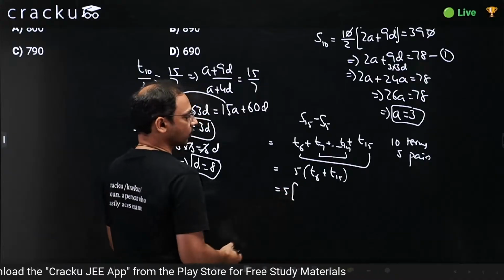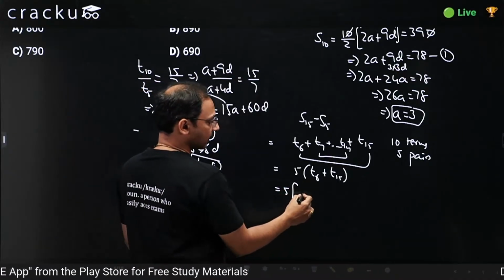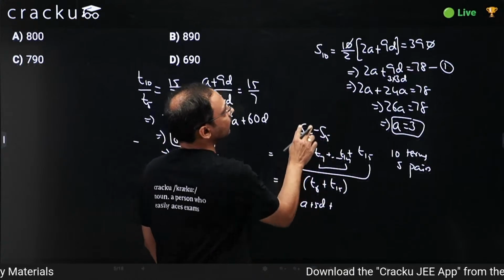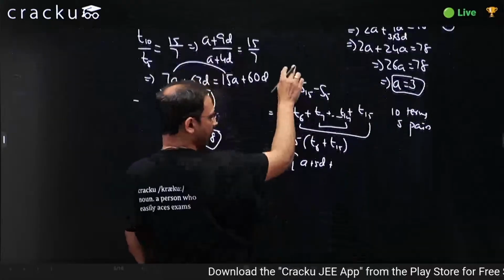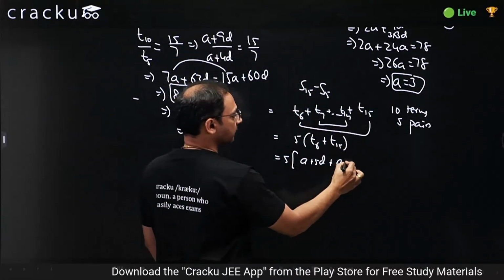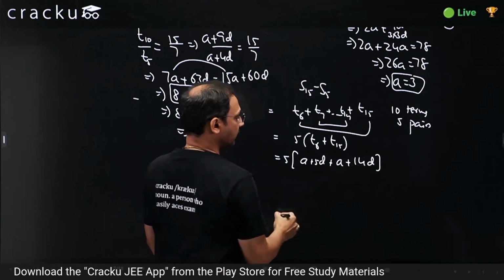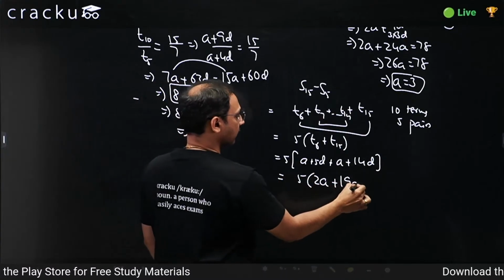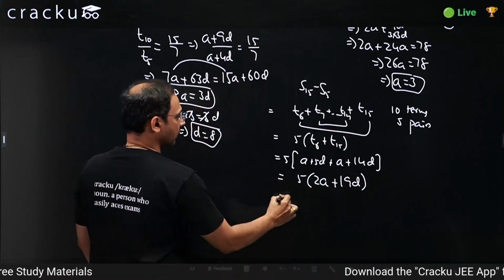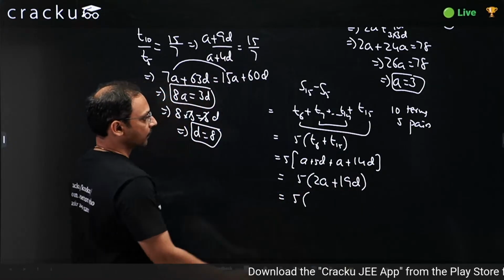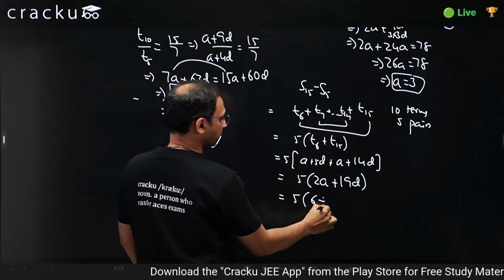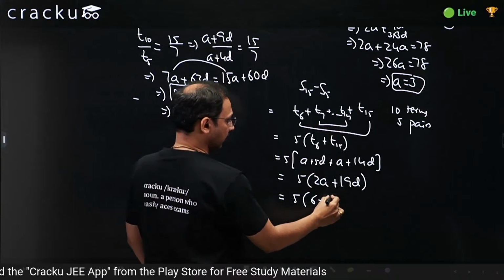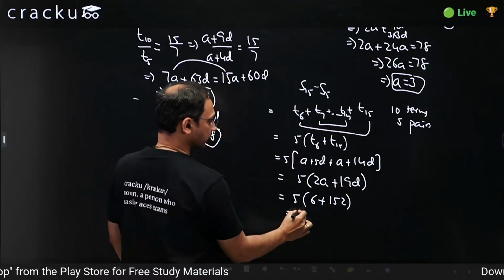So now if I use my formulas, T6 will be a plus 5d, if I use the general term formula. And similarly, T15 will be a plus 14d. If I simplify, I get 5 times 2a plus 19d. So let's put the values. A is 3, so this will be 6. D is 8. This will be 19 into 8. That would be 80 plus 72, 152.